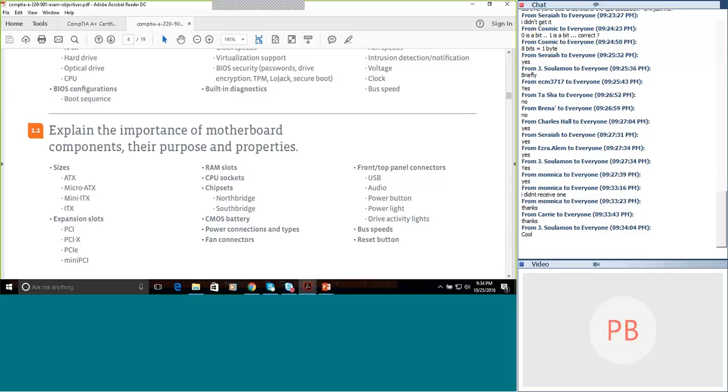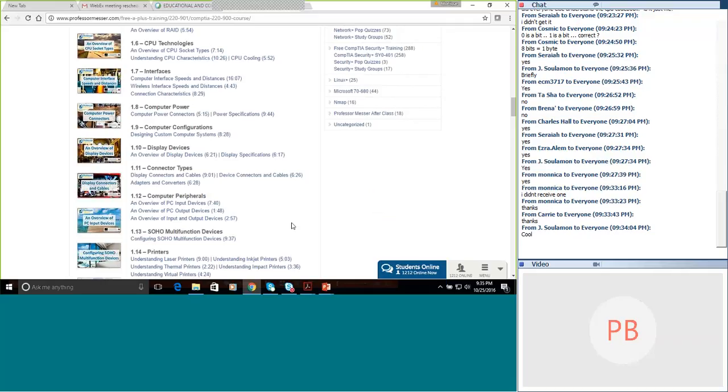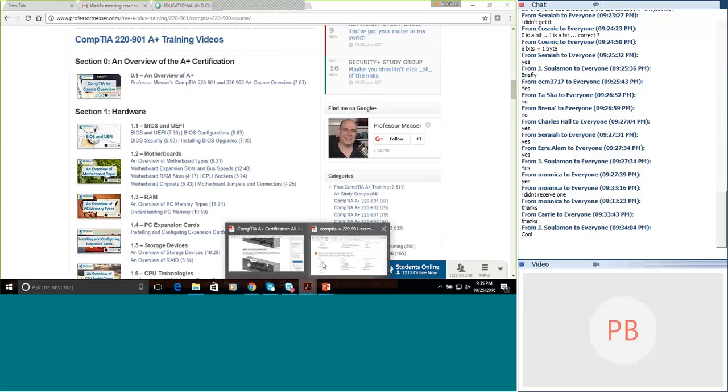But the information that you need comes from understanding these objectives. And that's why with Professor Mesa, if you go to his videos, they go along the objectives. You see? BIOS and UEFI, motherboards, RAM. This goes according to the objectives for the test, which most video series do. So you need to familiarize yourself with the objectives. Most definitely. Because if you don't know what the objectives are, you're going to be lost.